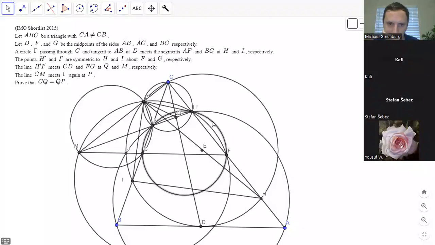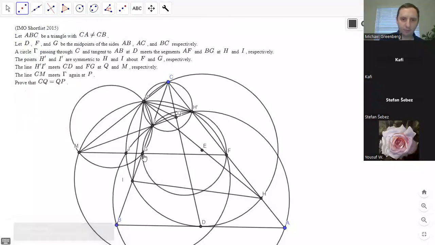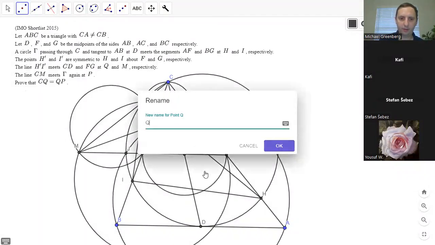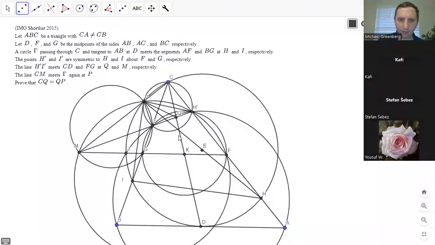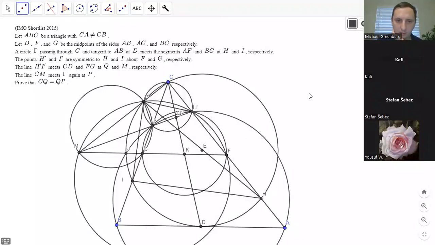C, right? The midpoint, sorry, hold on a second. The midpoint of GF and C. Okay, so the Q prime we would let be the intersection of CK and I prime H prime. Yes. Okay. So this looks simple, right?